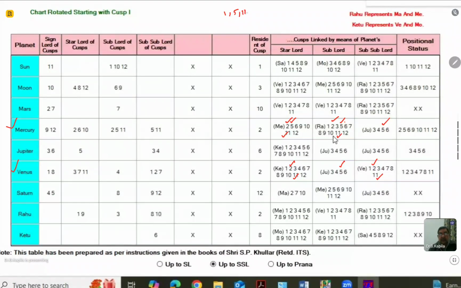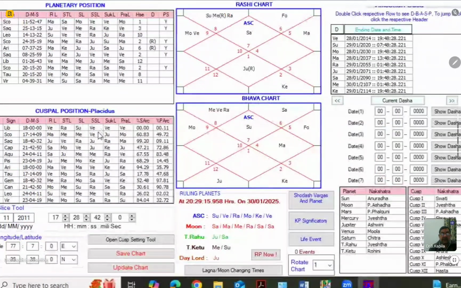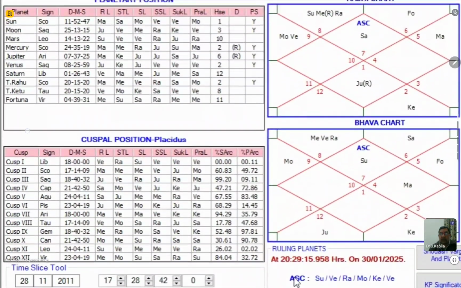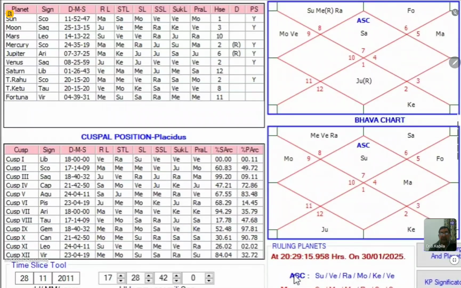Right? So, after having checked the genuineness and after having checked the promise of the ascendant sub-sublord, the fifth sub-sublord, and the 11th sub-sublord, the next point is that we have to now check whether the event is early or delayed.